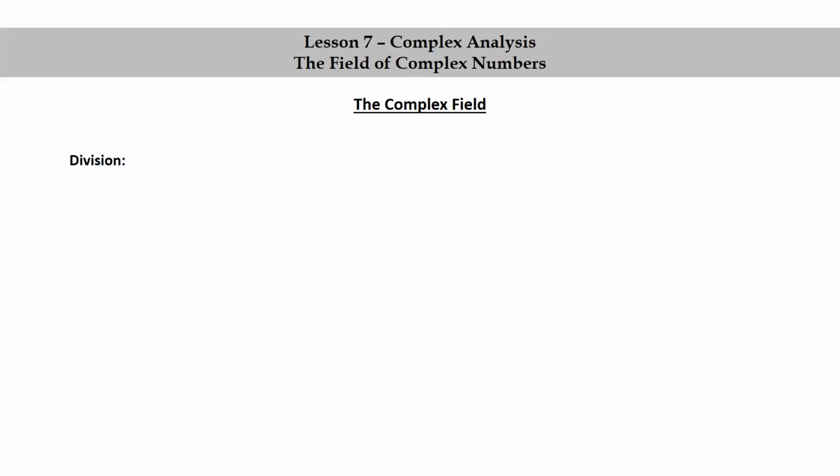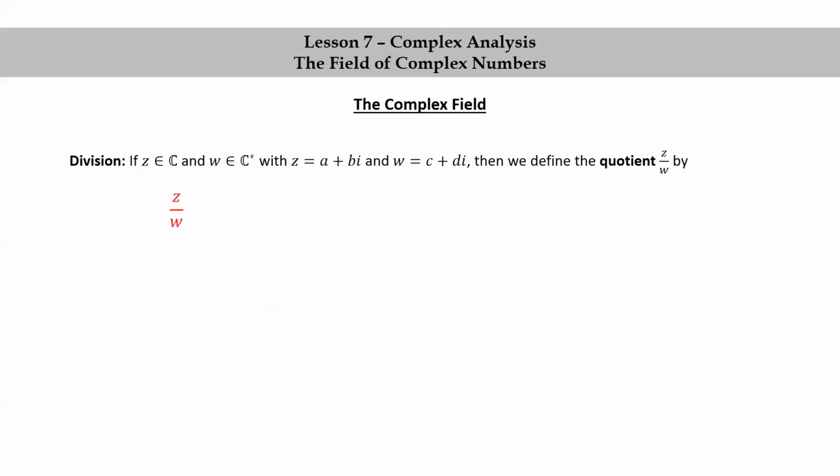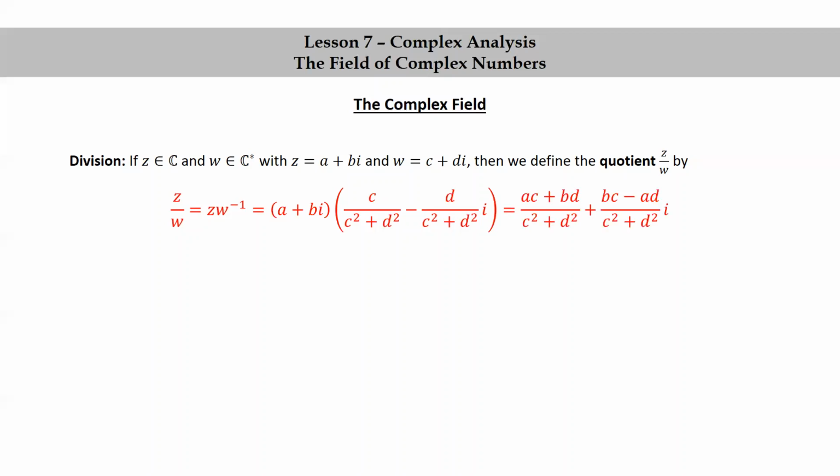Let's define division. If z is a complex number and w is a non-zero complex number with z equal a plus bi and w equal c plus di, then we define the quotient z over w by z over w is equal to z times w inverse. So z is a plus bi. The inverse of w is c over c squared plus d squared minus d over c squared plus d squared times i. And using the definition of multiplication, we get ac plus bd over c squared plus d squared plus bc minus ad over c squared plus d squared times i.